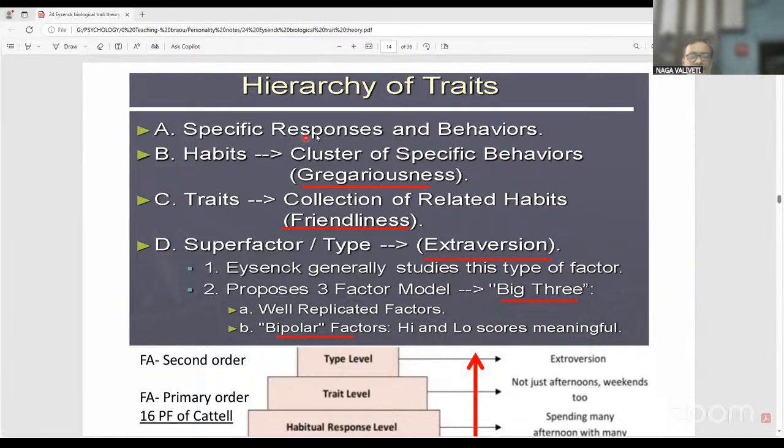Here, routine responses give habits. A group of habits gives the traits. A collection of the traits gives the type, or the extraversion dimension.